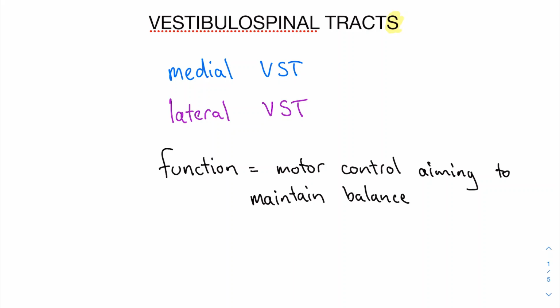Now, apart from the medial and lateral VST starting from different nuclei, they also go to terminate in different areas. Our medial vestibulospinal tract will control mainly the muscles of our head and neck, and our lateral VST will control mainly muscles of our legs, both with the goal in maintaining our posture, maintaining our eyes horizontal.